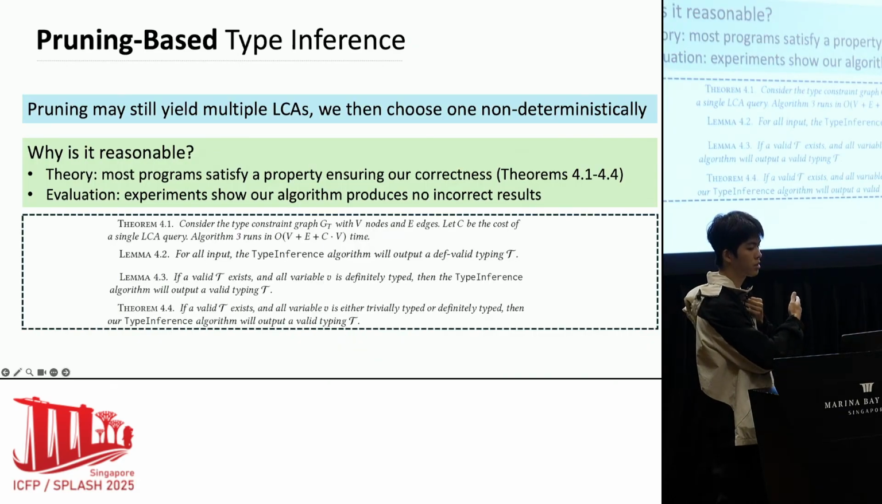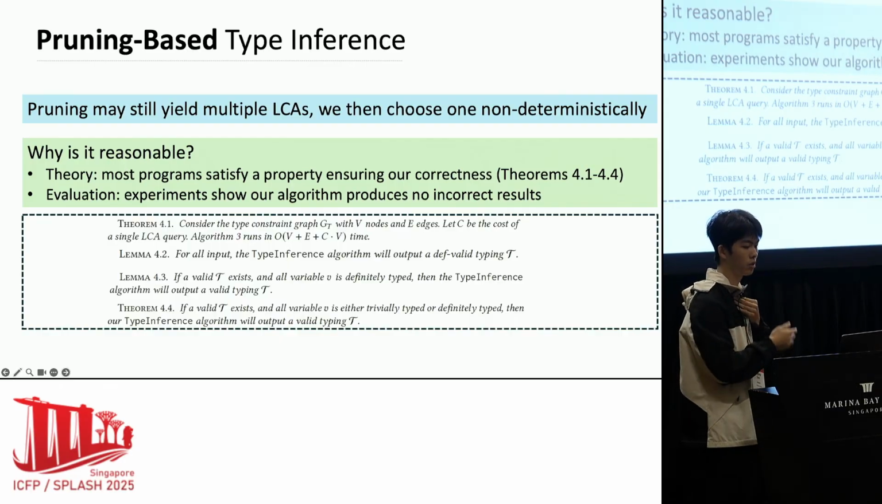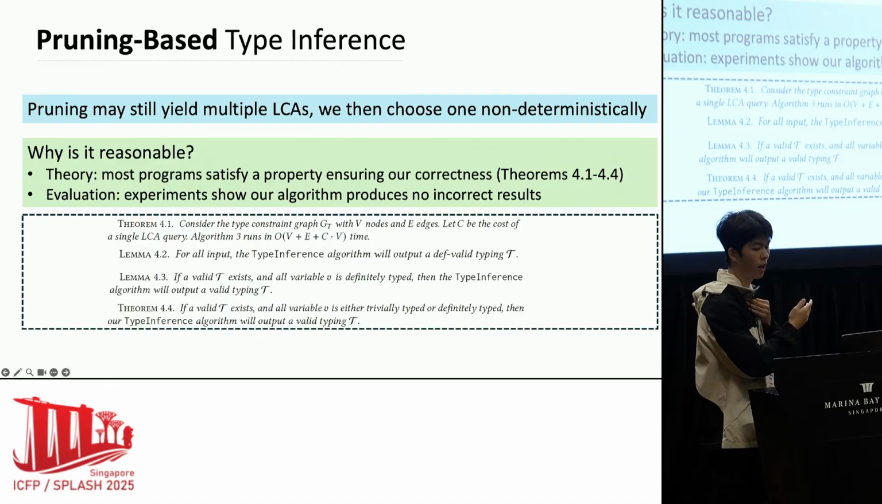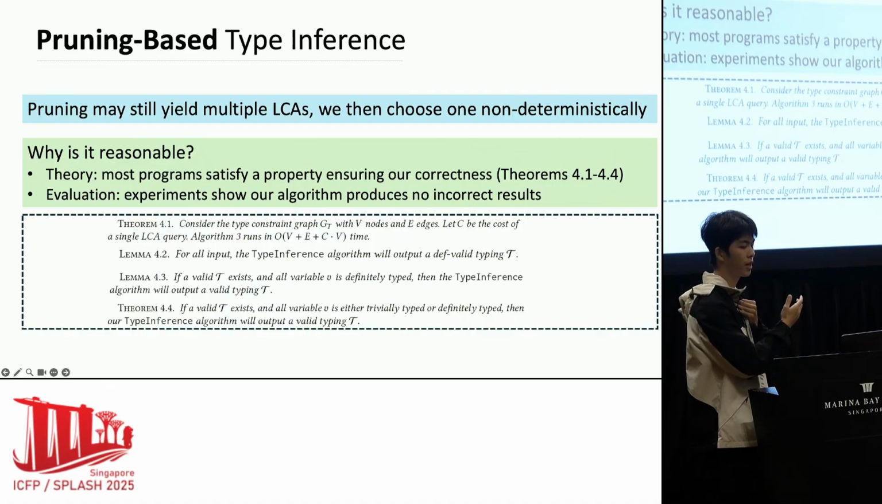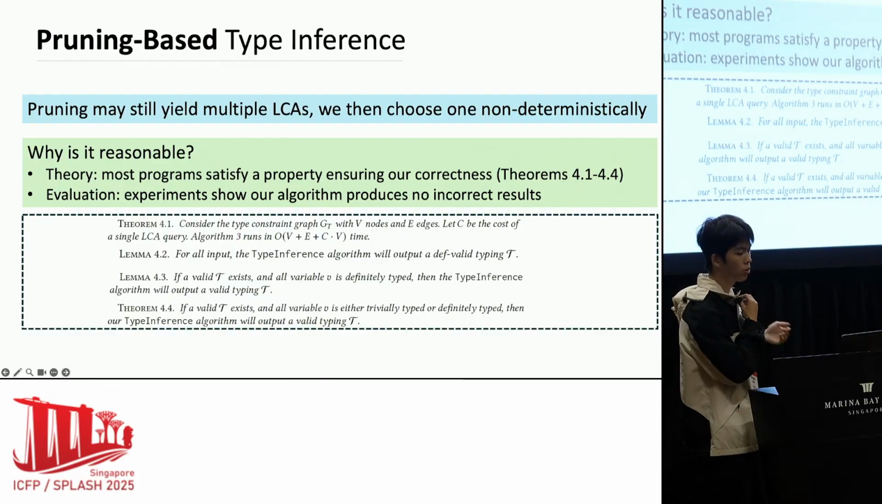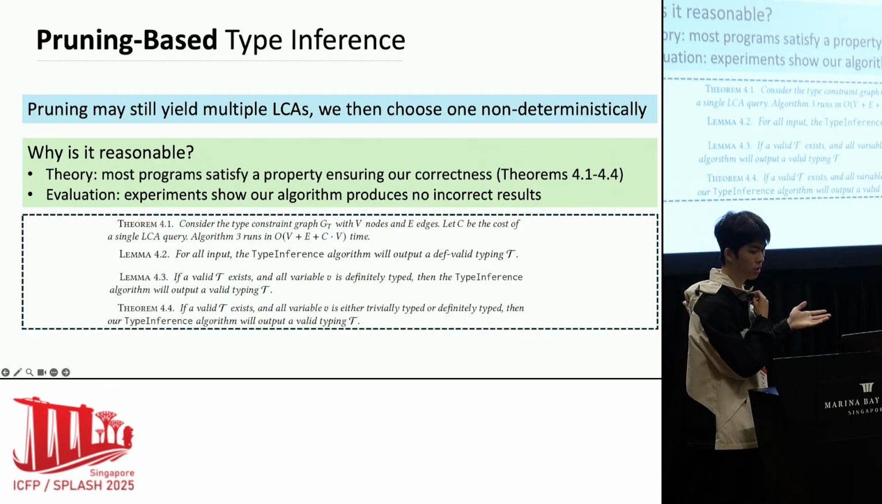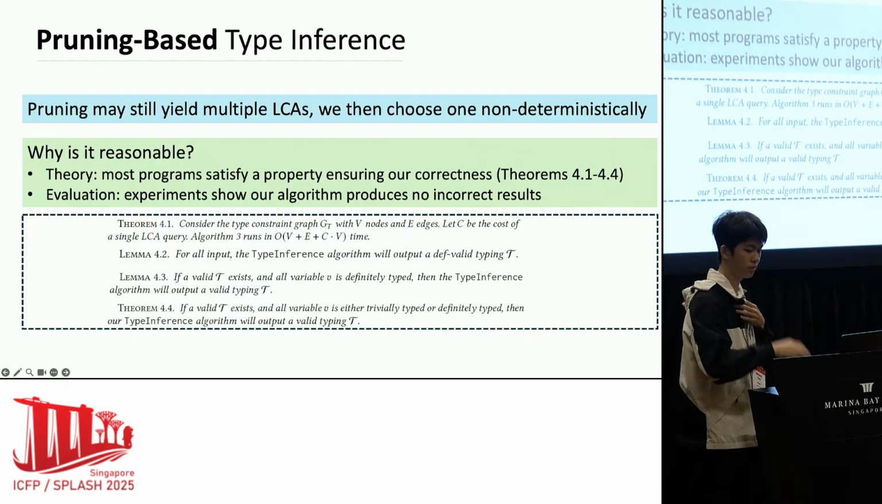Even if pruning still leaves multiple candidates, we simply choose one non-deterministically. Why is this reasonable? In our paper, in theorems 4.1 to 4.4, we formally prove that most programs satisfy a property ensuring our algorithm is correct. Due to the time limits, I will not go into detail, and the experiments show that our algorithm produces no incorrect results.